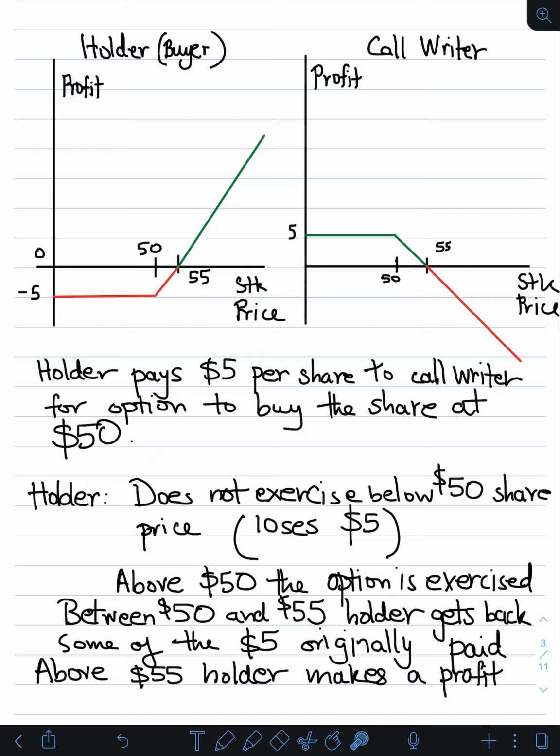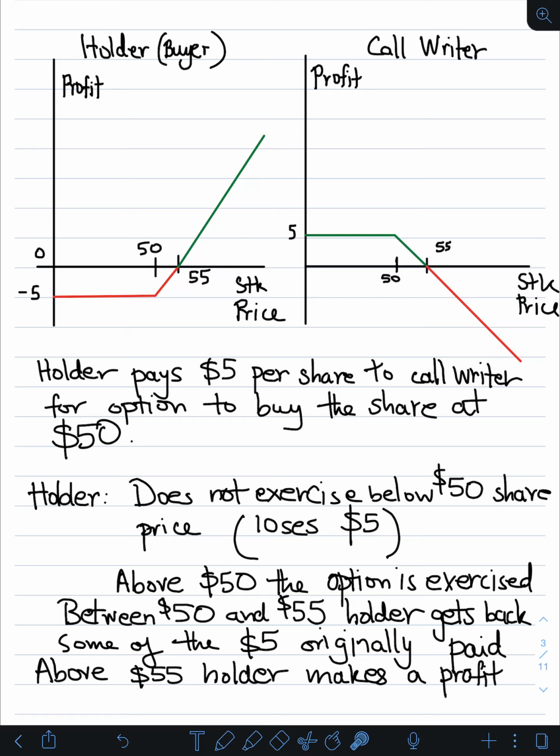So that $5 is sometimes called a premium. You pay this money to the writer in order for the right to be able to buy the stock at $50. So the red areas are the part where you are making a loss as a holder. The green areas are where you're making a profit.